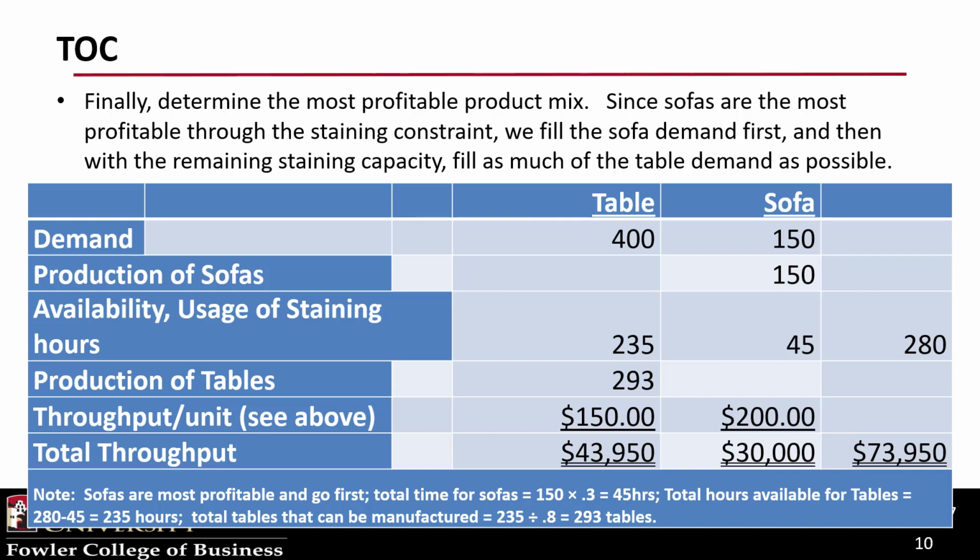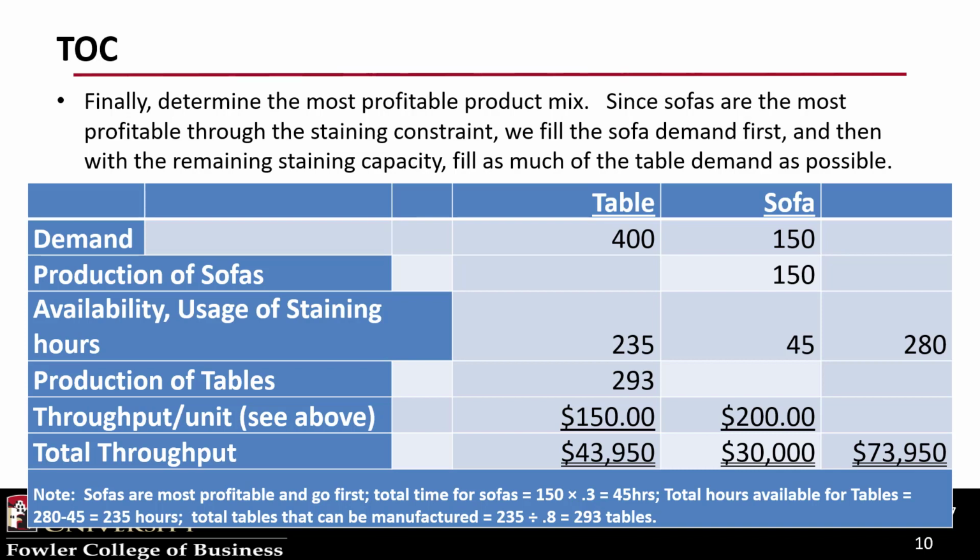Since they were the most profitable, we're going to fill demand first for them. And then with the remaining staining capacity, fill as much of the table demand as possible. So when you think about what we did last time, we just looked at it at the margin level. We said, well, which one creates the most margin? This time we've identified it in terms of which one's going to be the most profitable getting through this constraint. And in this case, the constraint was staining.